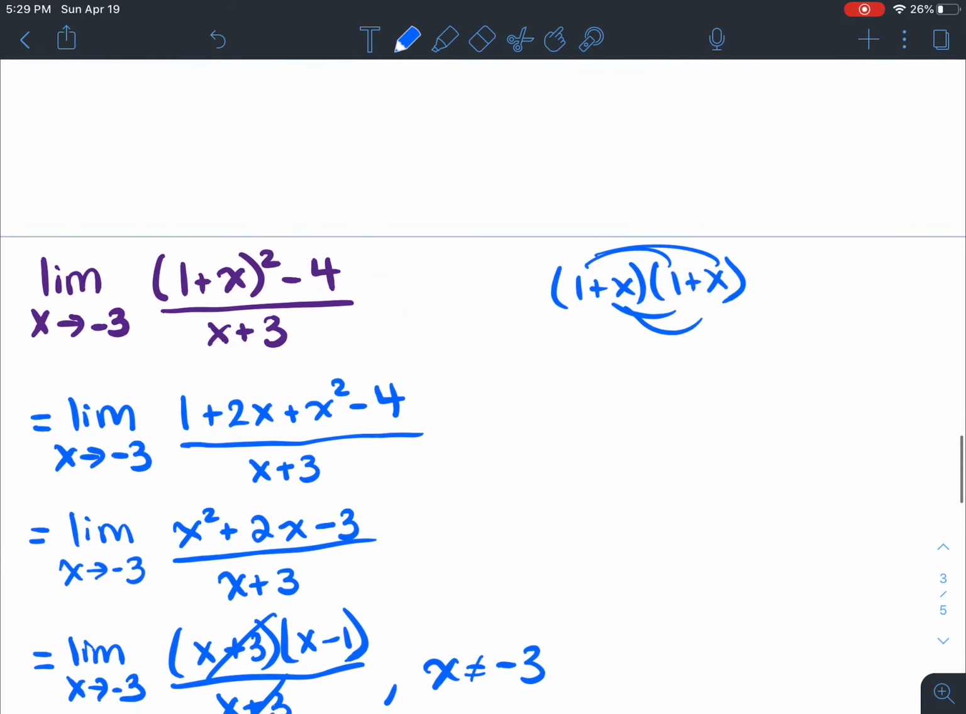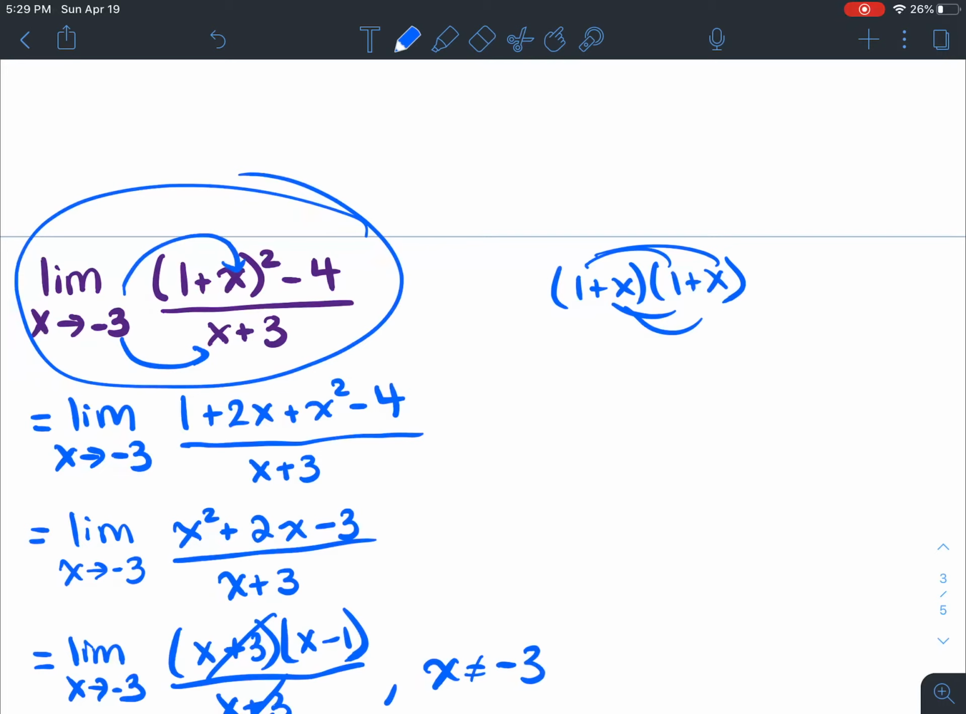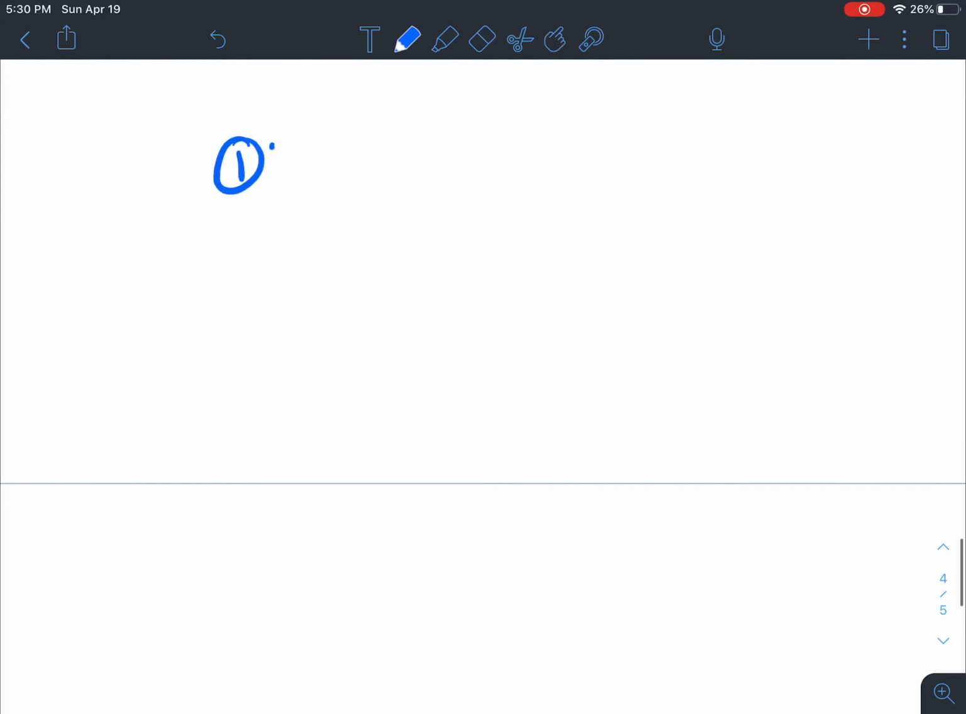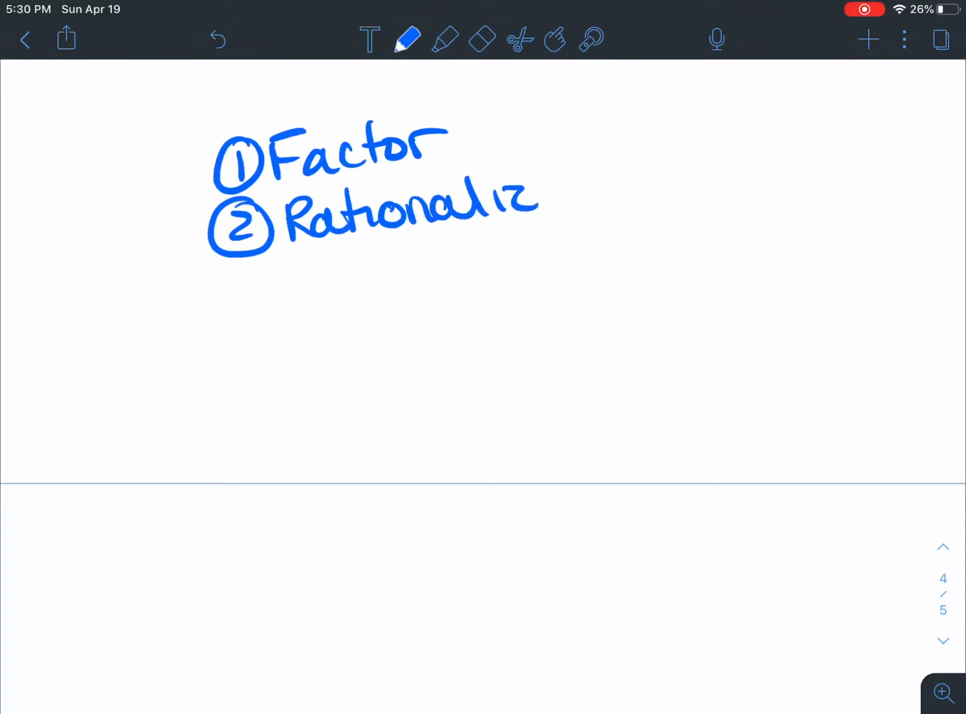Okay, so that's indeterminate form. So just from first glance, if you try to sub in a value for x and you get 0 over 0 and you think, oh, there's no limit, there could be. So things you might have to do, you might have to factor. If there's roots, you might have to rationalize. Or there's a chance you have to expand and factor.